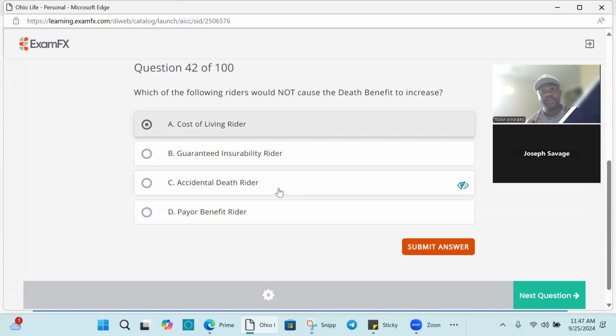Yeah, anything defined as an accident: a car wreck, falling off the roof hanging your Christmas lights, falling off a ladder trimming a tree, falling down the basement stairs and breaking your neck. Anything that's considered an accident.